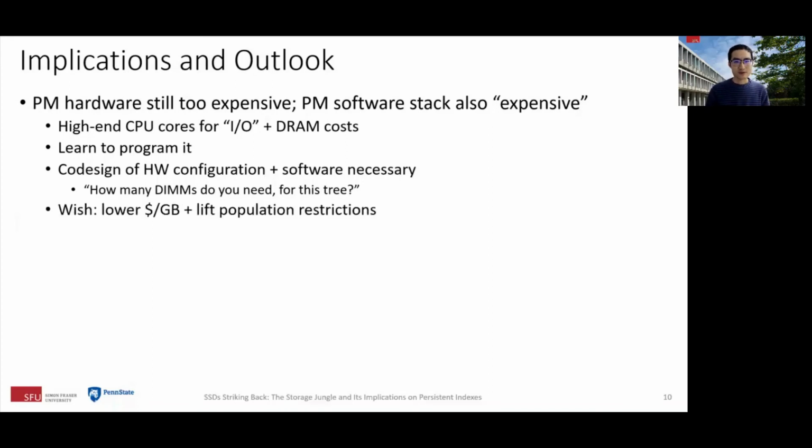Now, we also have two small wishes, which are pretty important for persistent memory to make sense in an economic sense. So first of all, we want the per gigabyte price to drop. And also, more importantly, we want the population restrictions to be lifted so that we can focus more on the storage device itself rather than the other enabling components such as CPU and DRAM.